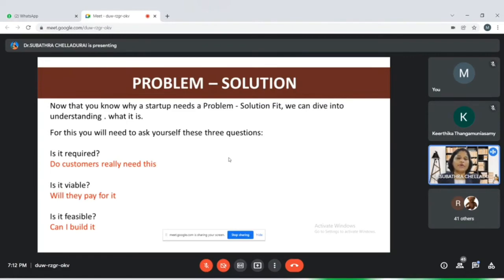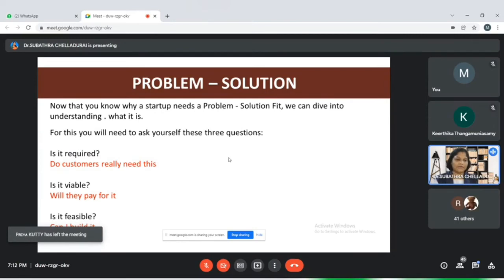Okay. So I hope you're all taking notes. I'll ask questions in between. Okay. So after explaining all this problem solution fit, we'll move on to the product. That is a very simple concept, and it mixes the problem solution fit as well as the product market fit.